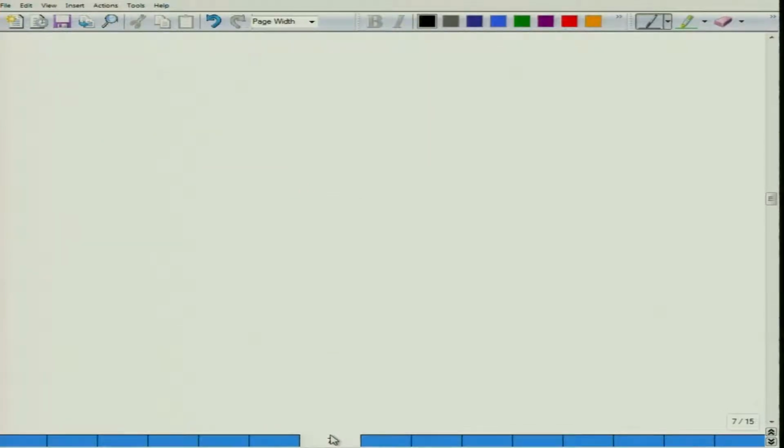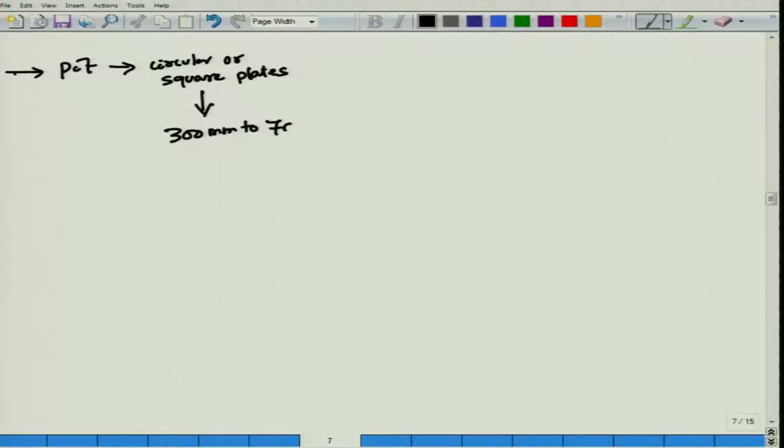So, how is the plate load test carried out? Generally it is carried out with a pit, with either circular or square plates of size 300 mm to 700 mm.